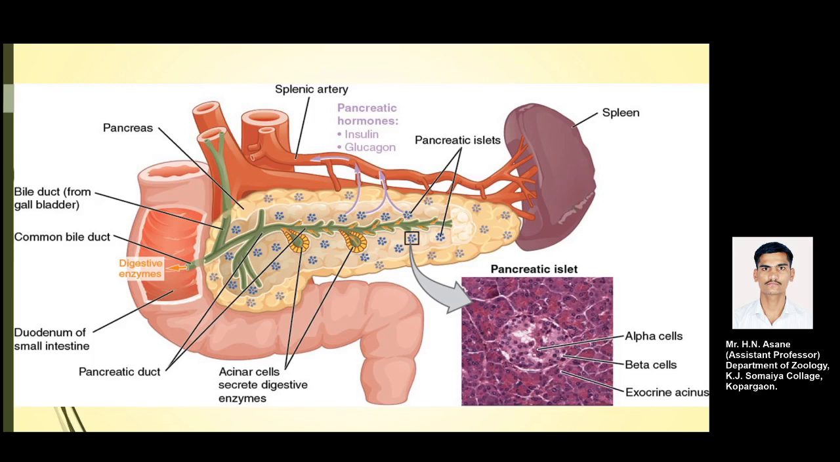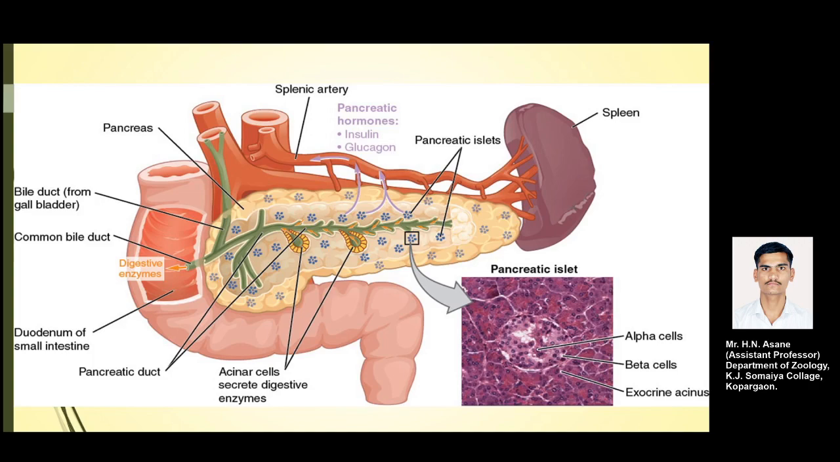Okay, it contains important enzymes like trypsin, which is proteolytic, amylase, which is the starch splitting enzyme, and lipases, which are the fat splitting enzymes. That means your proteolytic enzyme trypsin digests protein, your amylase helps in the digestion of starch, and the lipases help in the digestion of the fat which you are consuming.